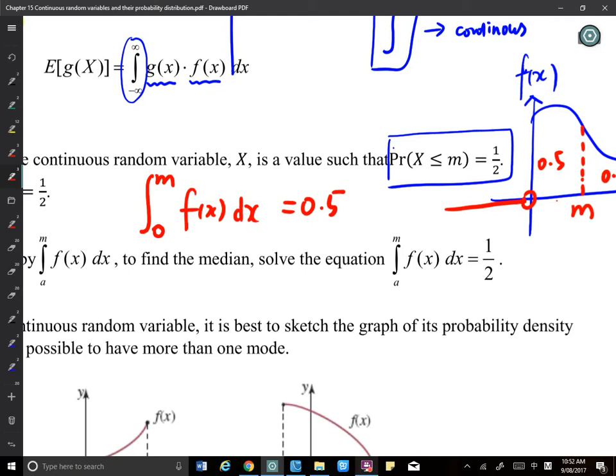You find that value. Sometimes you can find more than one value of m on your calculator. You will choose the m in between 0 to 5. There will be only one m in between 0 to 5 that makes that equation true. But you can have negative values. You can have values after 5, but you only choose the one in between 0 to 5.